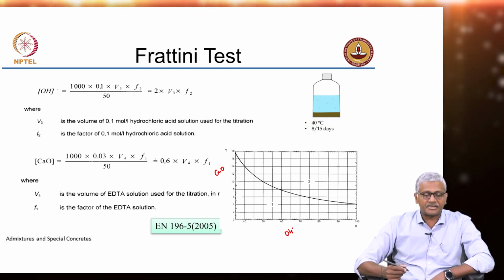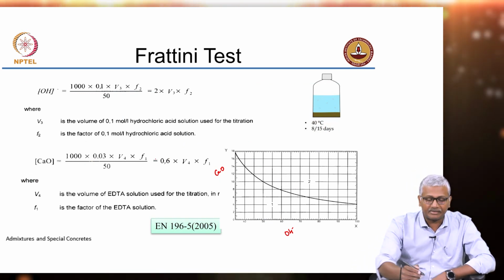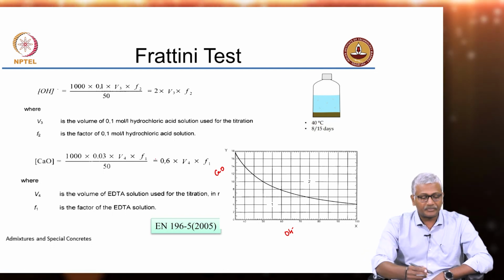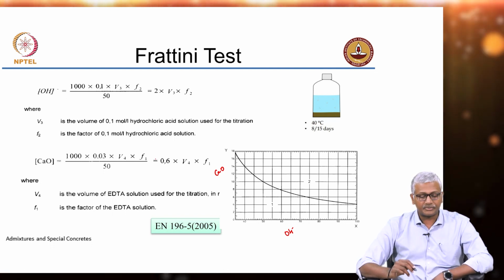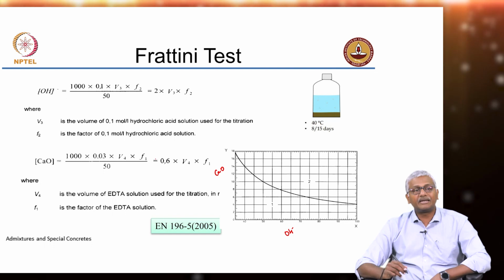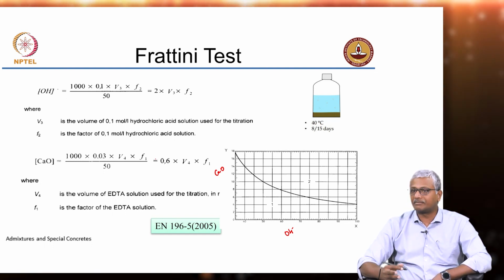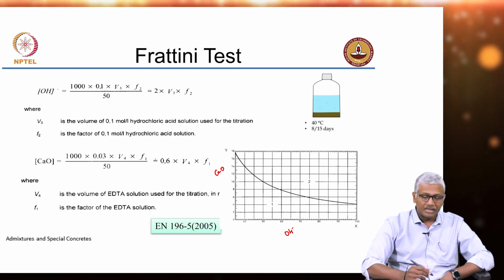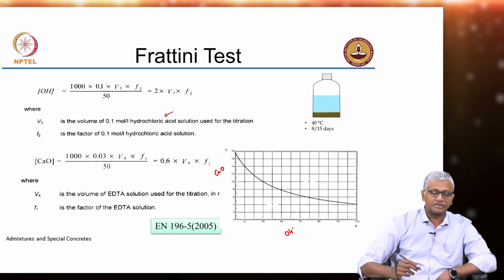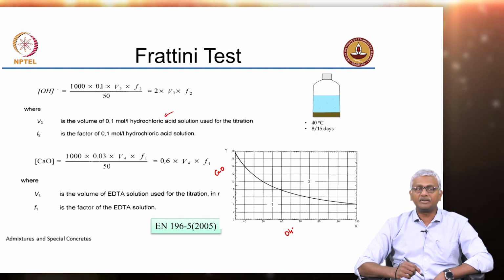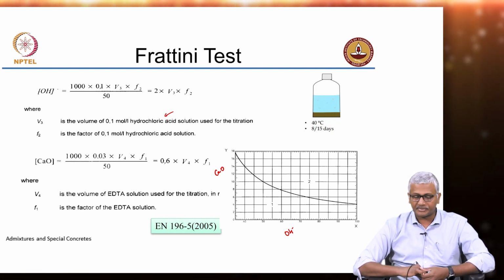Your OH minus ion concentration is determined based on the titration that you are doing, and calcium oxide content is determined using the titration using EDTA, ethylene diamine tetraacetate, right. That is the typical reagent that we use, and this is hydrochloric acid to determine the neutralization capacity which is offered from your OH minus, okay.